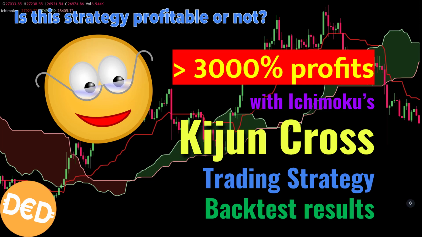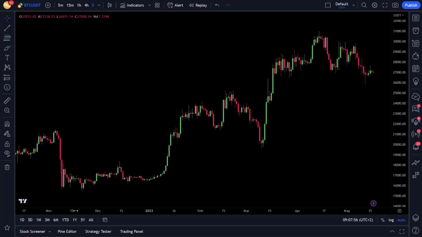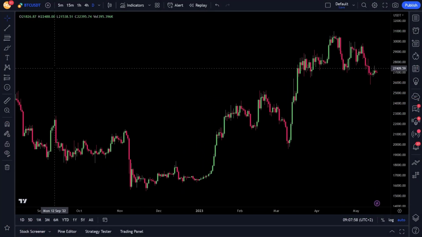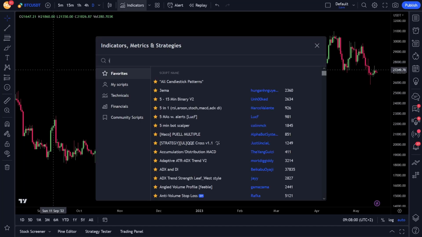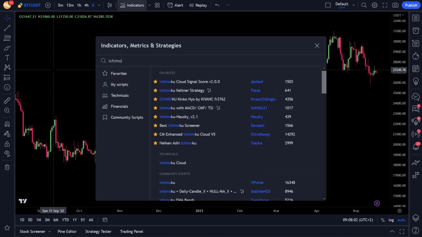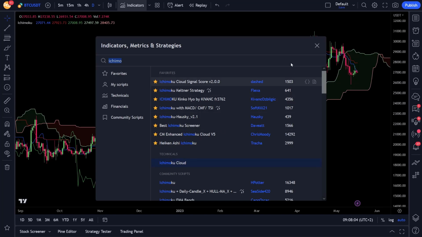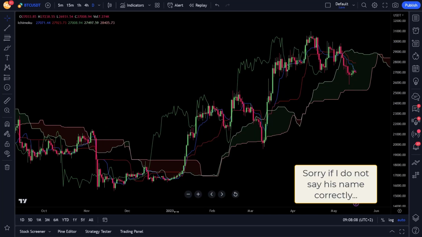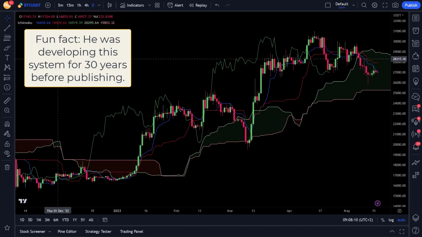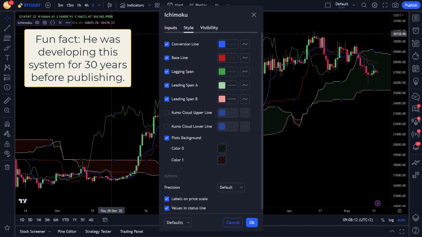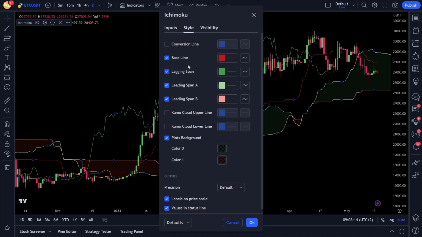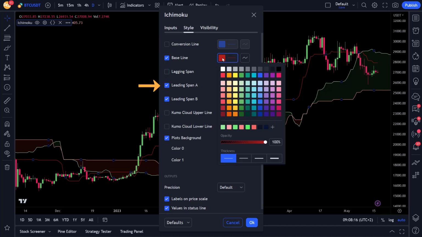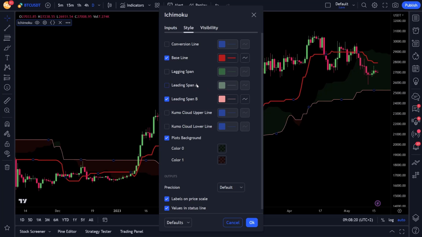The Ichimoku Kinko Hyo, also known as the Ichimoku cloud, is a technical indicator used to gauge momentum along with future ideas of support and resistance. It was developed by Goichi Hosoda, a Japanese journalist, and published in the late 1960s. The indicator is comprised of 5 lines called the Tenkan-sen, Kijun-sen, Senkou Span A, Senkou Span B, and the Chikou Span.